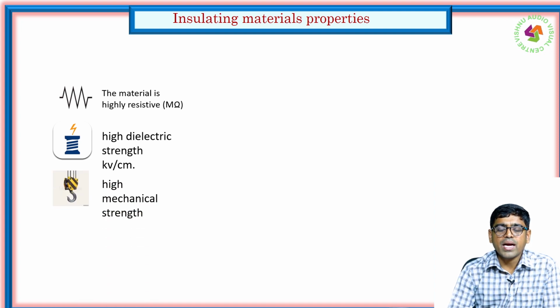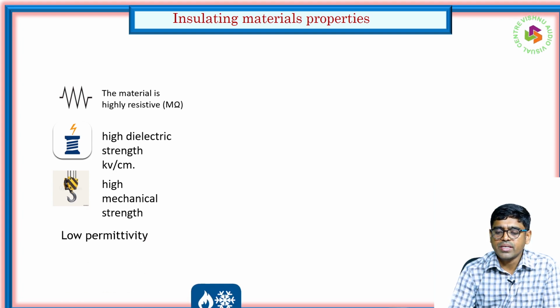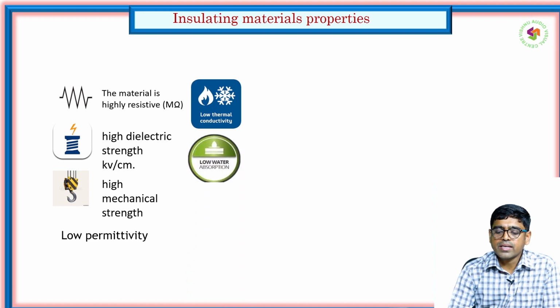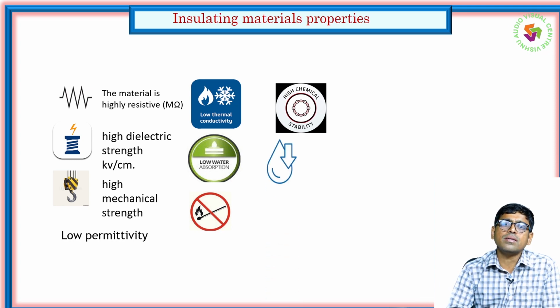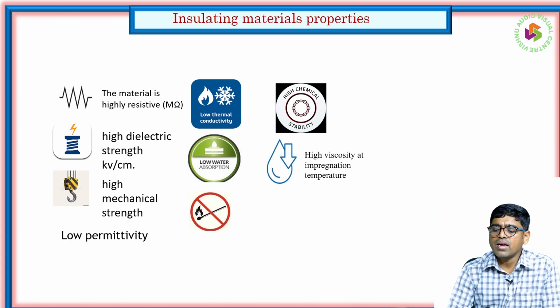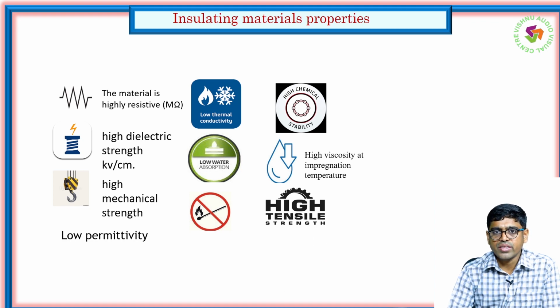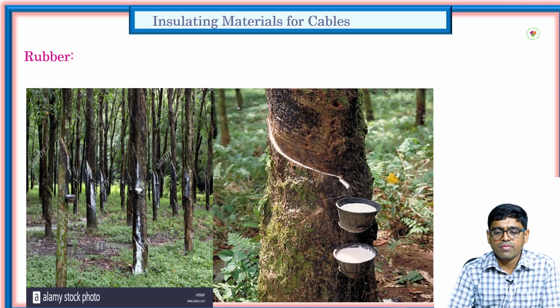And next is high mechanical strength. So the material should be mechanically strong. Next, low permittivity and low thermal conductivity. Thermally it should not conduct. Low water absorption, non-inflammable, and high chemical stability, meaning it should not react with other components. Next is high viscosity at impregnation temperature and high tensile strength. So strength should be high. Next is high plasticity. So these are the properties we require for the selection of an insulating material.